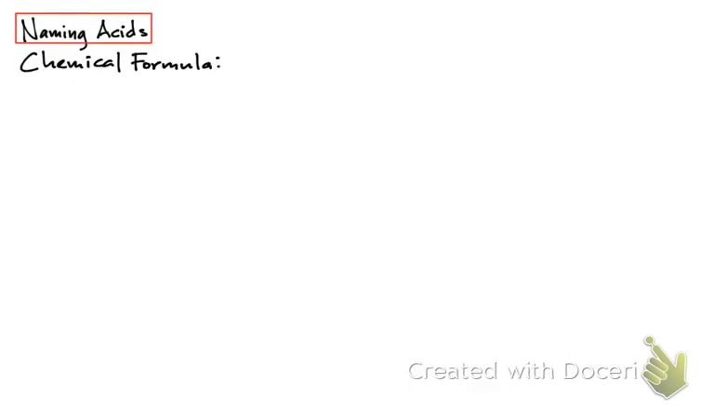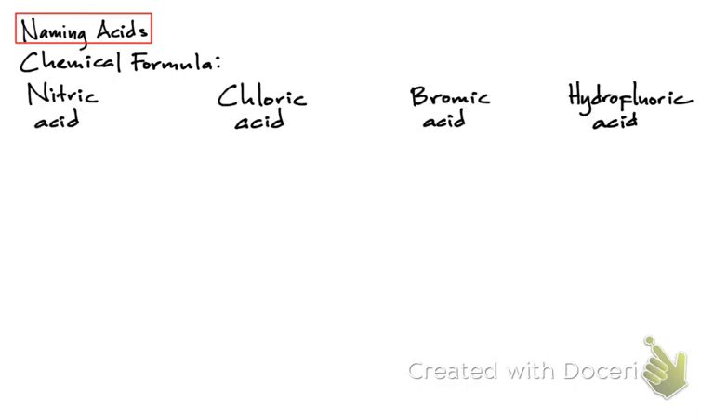All right, let's look at some examples here. Let's say you were given the acid's name, and then you would have to come up with the chemical formula. How would you approach this type of problem? So let's take a look. So the first one is nitric acid.